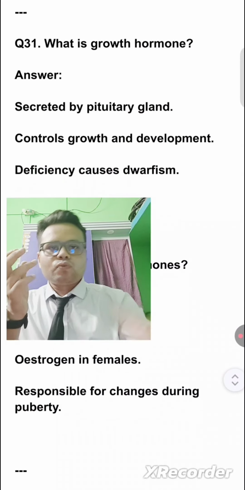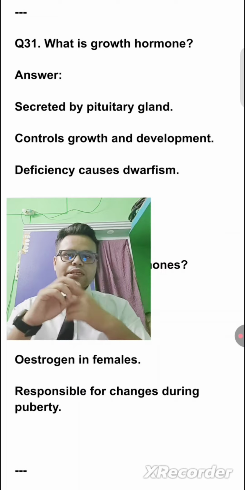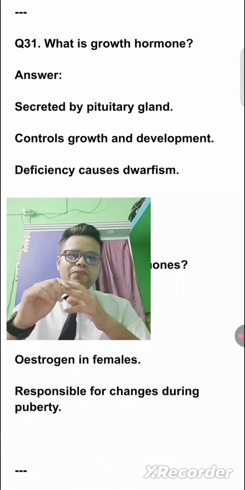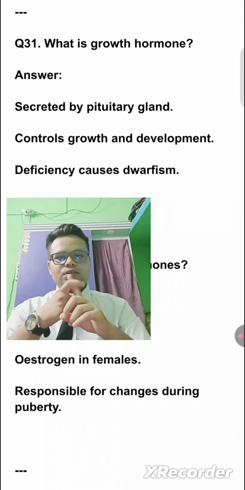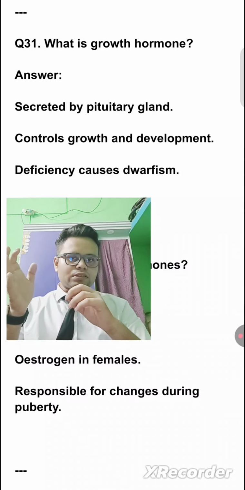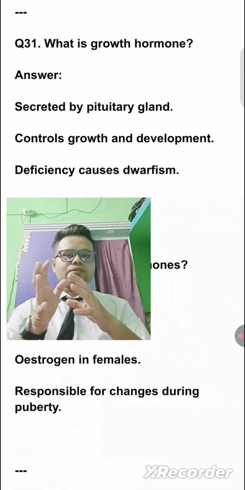After that, what is growth hormone? Secreted by the pituitary gland first of all. Second, controls growth and development. Number third, deficiency causes dwarfism. Okay, first, secreted by the pituitary gland. Second, controls growth and development. Okay, third, deficiency causes dwarfism.